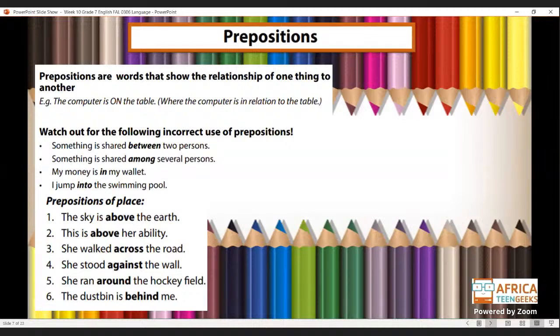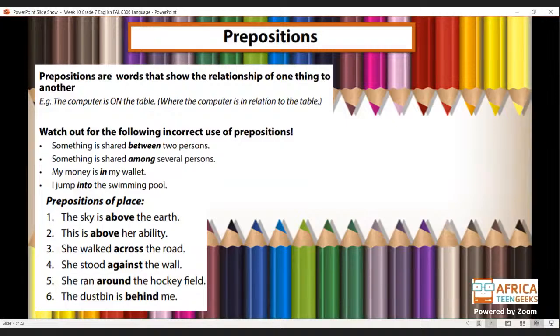So we have prepositions of place, where you just ask where something is. Where is the sky? Above the earth. Where is her ability? It is above her ability. Where did she walk? Across the road. It is better to use across the road than to say over the road, because over is generally something that goes over something else. You can go over and under something, but you cannot go across the road and go under the road, unless it's a highway, but then you would say highway. So generally, when you use the word over when there isn't an under, you'd rather use the word across.